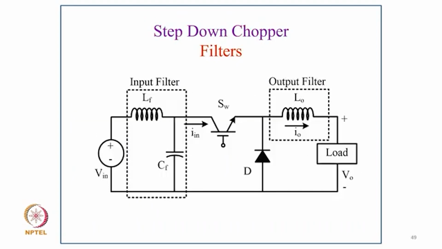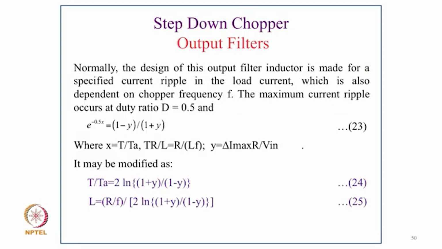So as a typical example, you can see the input filter: after the source we have an L and C. Why is C there? Because when the switch is off, the LC circuit will still remain and make the current continuous in the source. And then at the output, the inductor, because of its freewheeling action when the switch is off, makes the output current continuous. So this output inductor works as a filter for the step-down chopper.